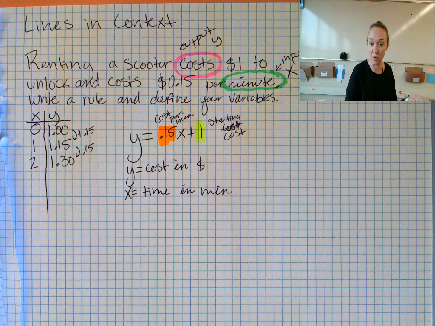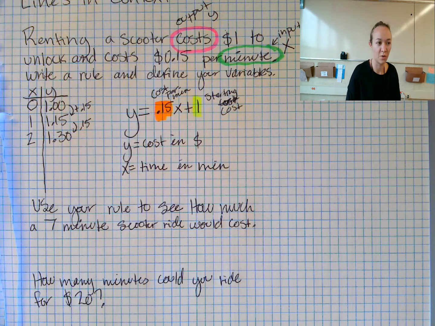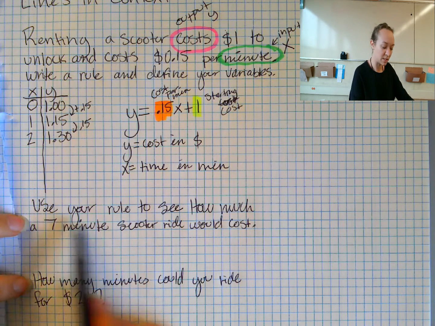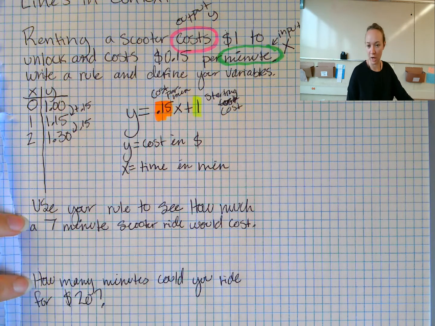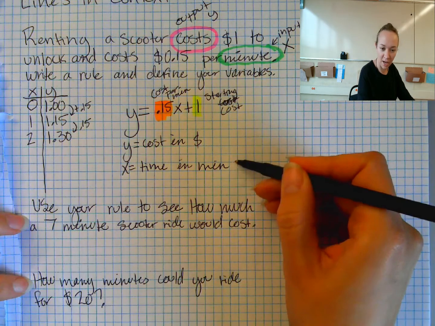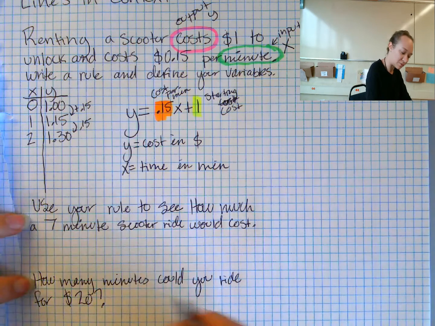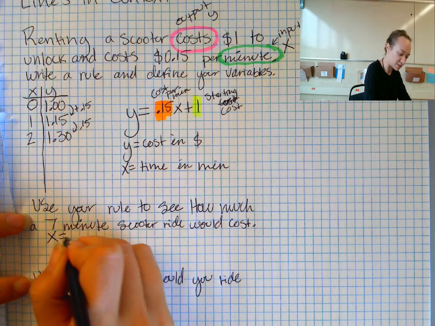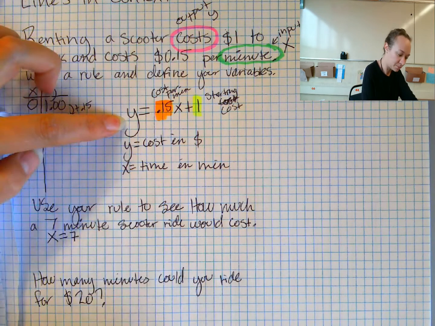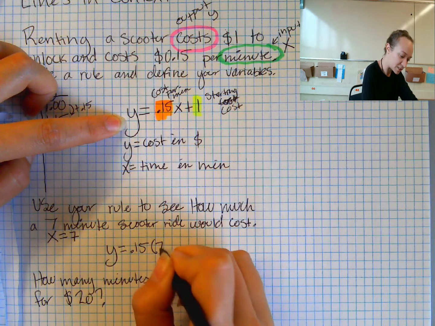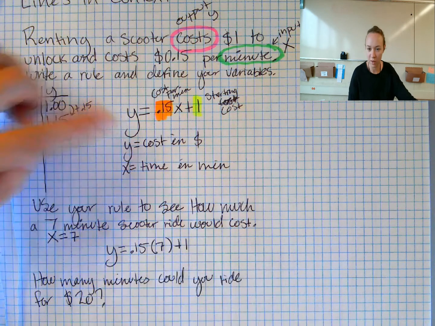So let's say there was a follow-up question. There are a couple of different ways questions like this could be phrased, but let's take two common ones. Use your rule to see how much a 7-minute scooter ride would cost. Well, minutes, we already decided, that's our time, right? So you want to define that as our x. So we're trying to solve for when x equals 7. So we take our rule, y equals 0.15 times 7 plus 1.